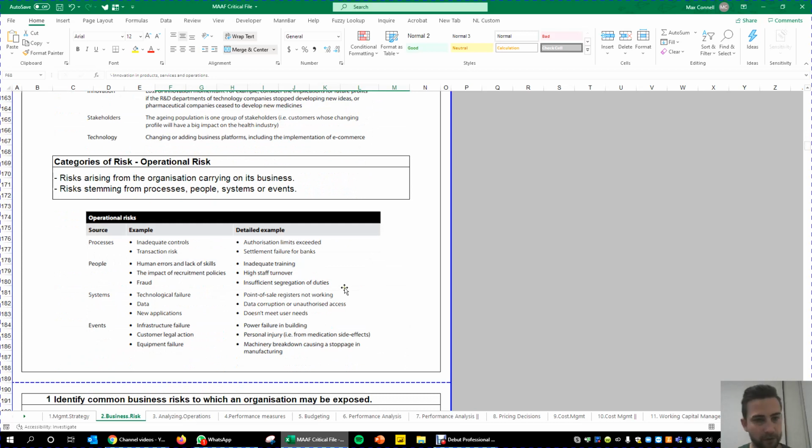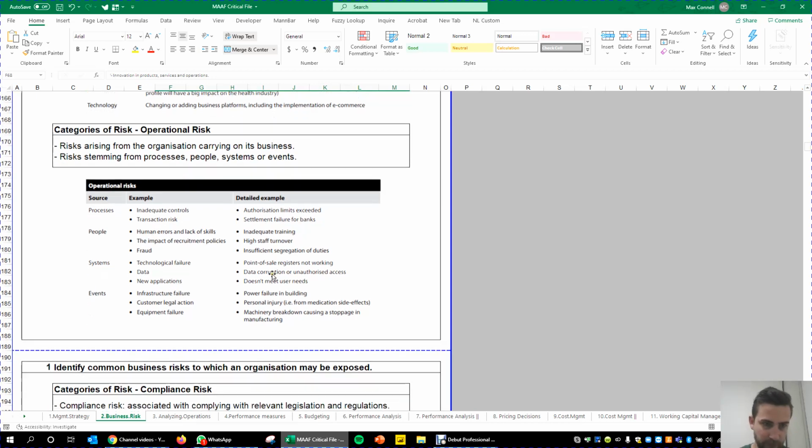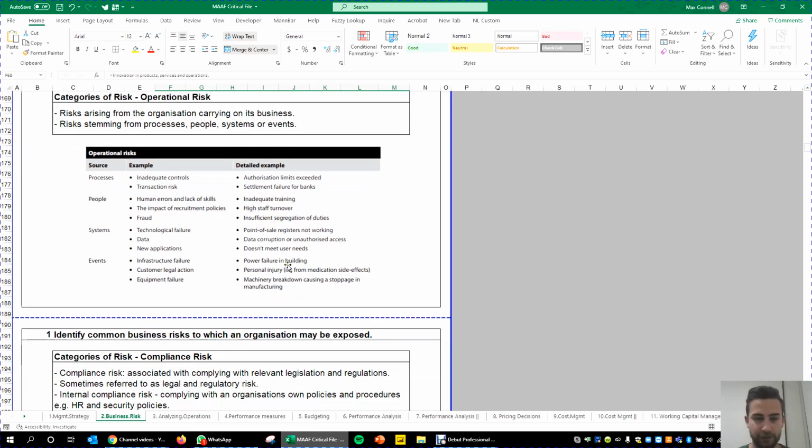So the next category of risk that we'll talk about is operational risk. So this is the risk that arises from the organization carrying on its business. So that could be from processes, from people, from systems, or events. So for example, inadequate controls and processes is one. For people, it could be human errors and lack of skills or fraud. For systems, it's technological failure, data, new applications. And events is infrastructure failure, customer legal action, and equipment failure.